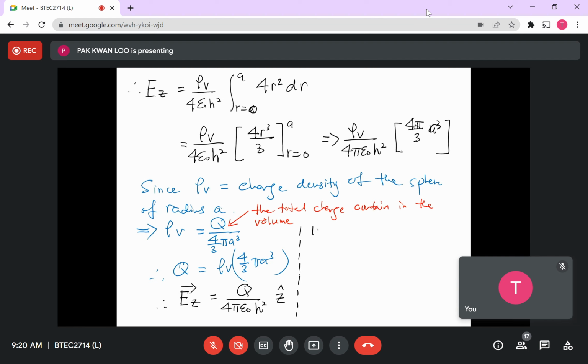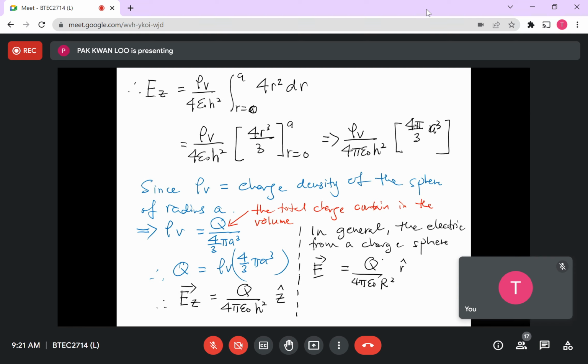so in general, the electric field from a charged sphere, E should be somehow Q over 4 pi epsilon naught r squared r cap. So it's not too much away from a point charge, right? I mean, the expression that we have is not too far away from what we have for a point charge.